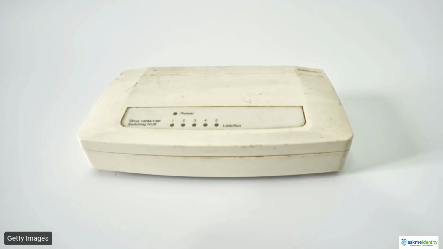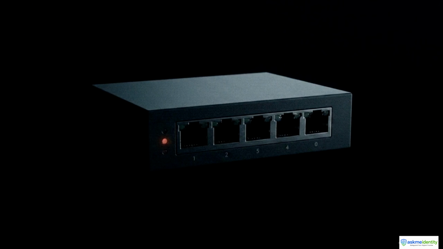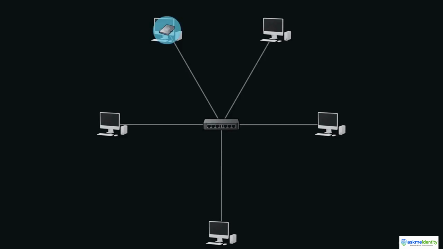The earliest hardware designed to solve this was a rudimentary device called a hub. The hub is a remarkably blunt instrument. When a computer sends data into one of its ports, the hub doesn't bother figuring out where the message is actually supposed to go. Instead, it blindly duplicates the data and shouts it out to every single port on the device. This diagram shows exactly why that method fails.